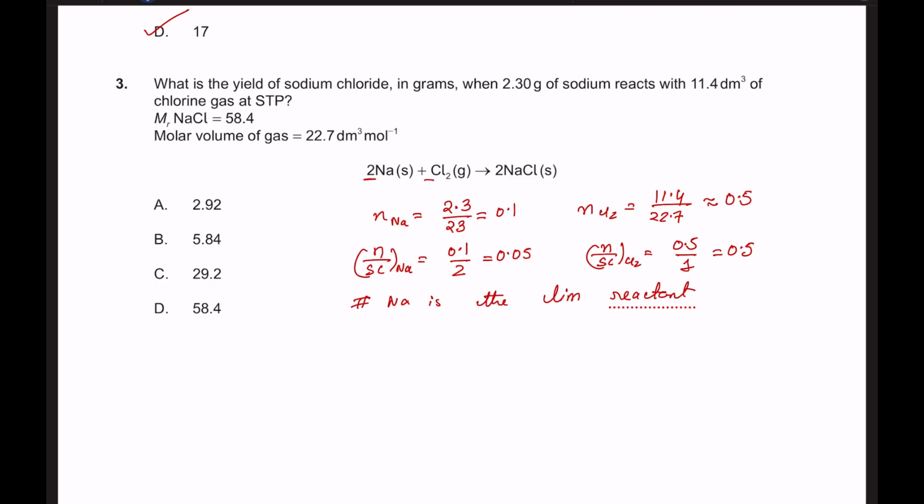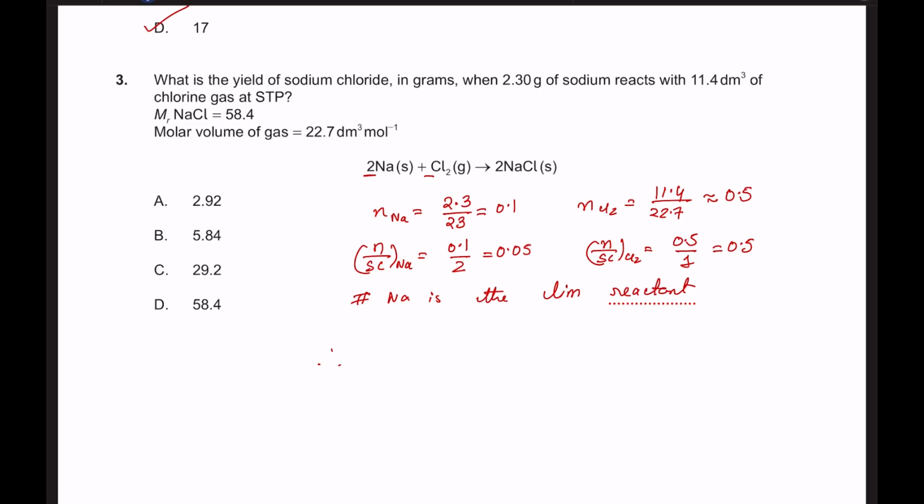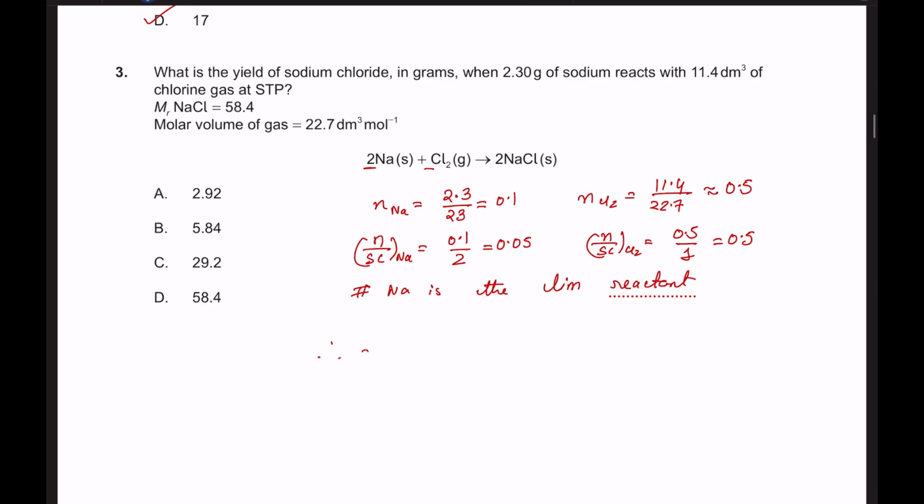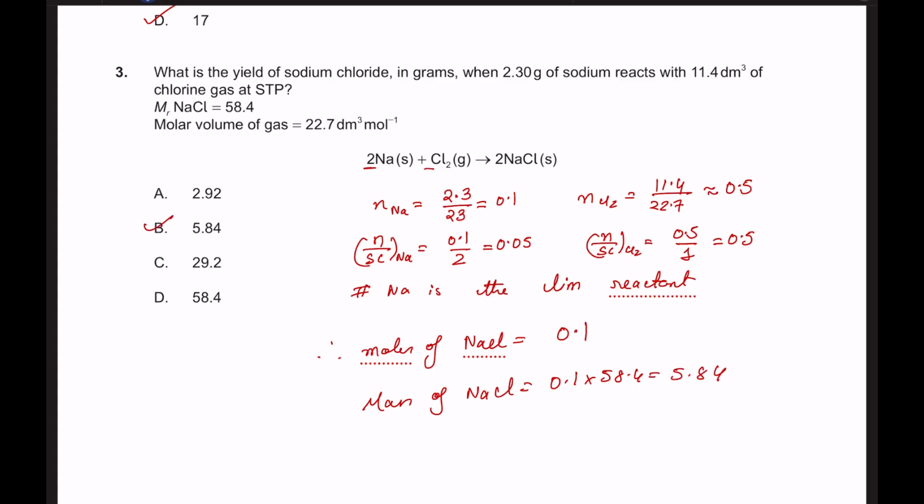Now we'll find the moles of NaCl. So 2 Na gives you 2 NaCl, right? So 2:2 is a 1:1 ratio. So moles of NaCl will be 1 times the moles of Na, which is equal to the moles of Na, 0.1. Now the mass of NaCl will be these moles times the molar mass, which is 58.4, so 5.84. Answer is B.